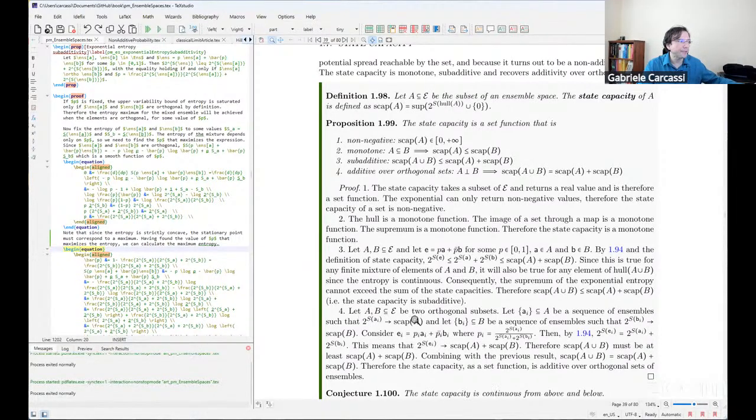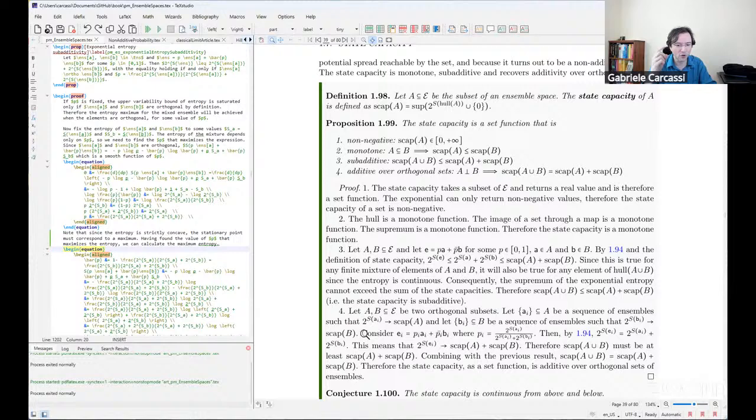So you have A and B, and these are two orthogonal sets. And you take A_i to be a sequence of ensembles such that the exponential of the entropy of the sequence converges to the state capacity. And the same thing happens with the B_i. B_i are such that they converge to the state capacity. So you basically have two sets, and you have two sequences, and these two sequences essentially approximate more and more the maximum entropy that you can have.